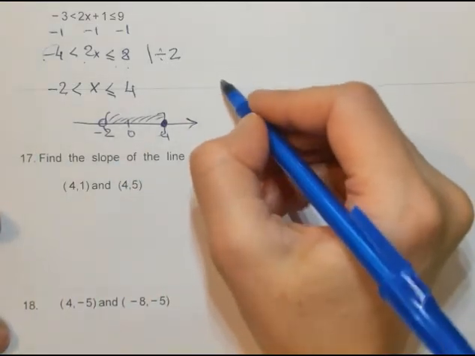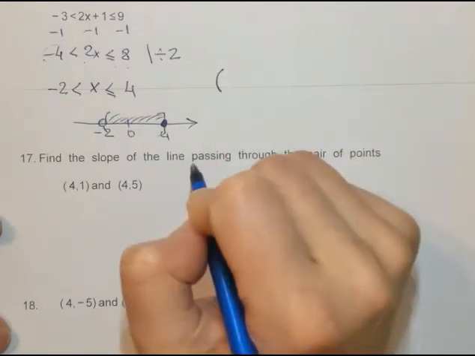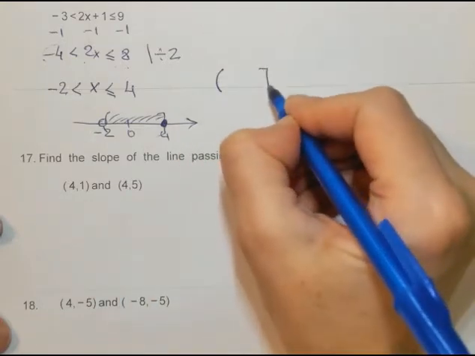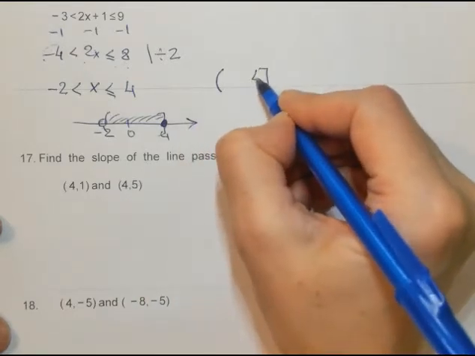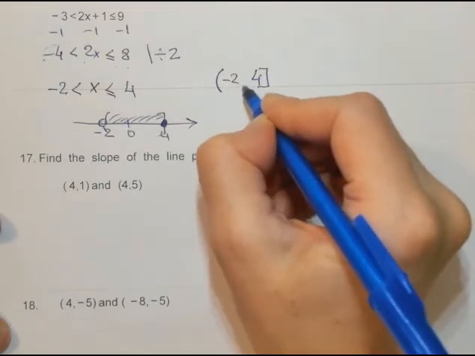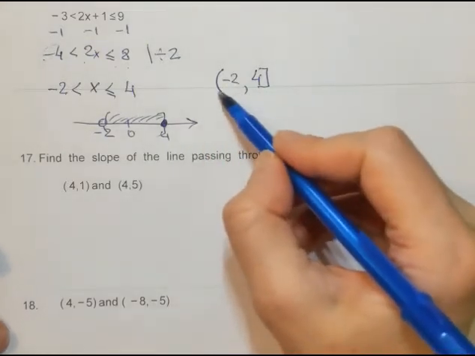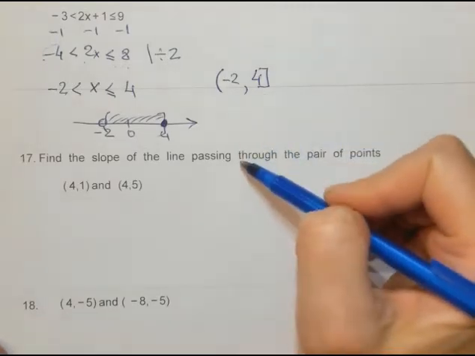Important is how to write it in interval notation. So we have a parenthesis on the left, a square bracket on the right. It means that 4 on the right is included and negative 2 on the left end is not included. So the interval from negative 2 to 4 with the right end included.